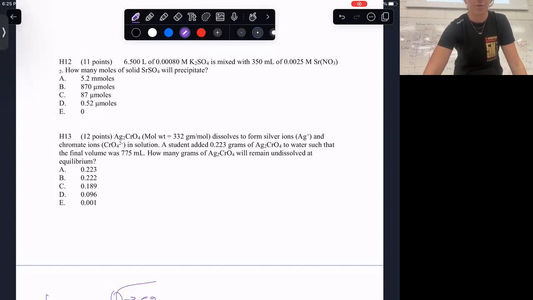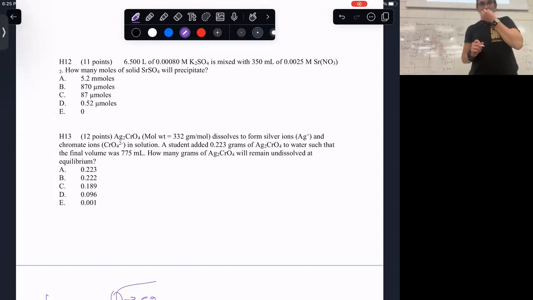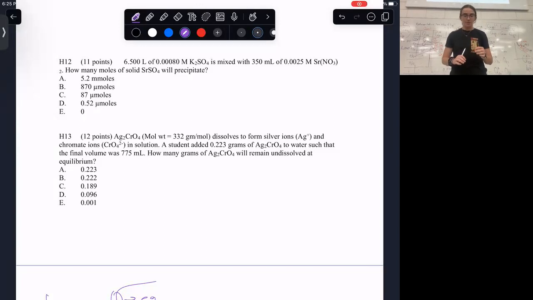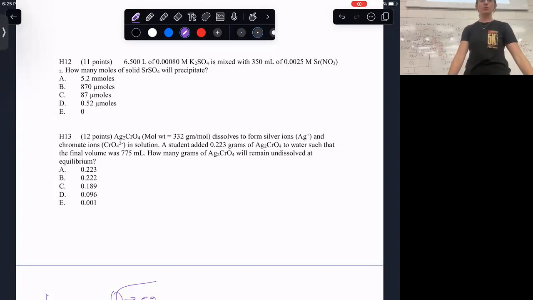Question 12. So now for question 12 and 13, I think we move into more KSP questions. For question 12, a certain volume of a certain concentration of potassium sulfate is mixed with a certain volume and concentration of strontium nitrate. How many moles of the solid strontium sulfate will precipitate?